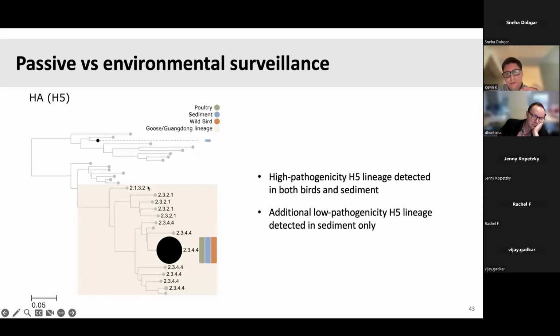So those are more like ecological questions that we can answer with this proxy phylogenetics, but we can also use this method to answer more practical surveillance questions like, are the viruses we detect in the mud the same ones causing the outbreaks on poultry farms? And that's what this figure gets at. So it shows H5 lineages detected in BC poultry versus H5 lineages detected by BC's passive surveillance program versus H5 lineages detected by our sediment surveillance.